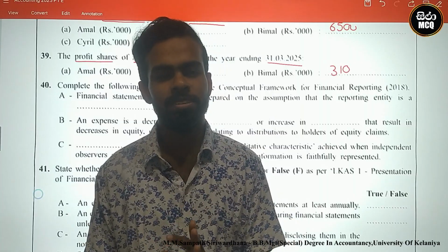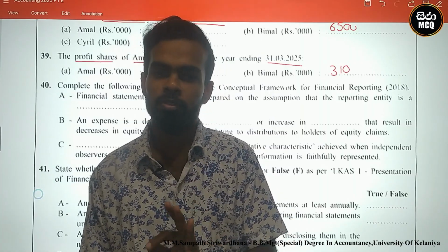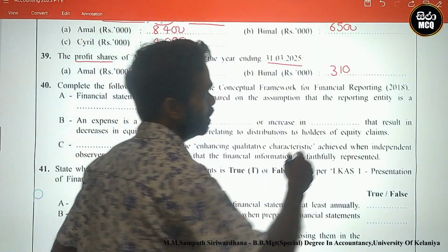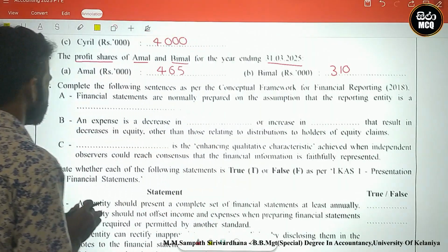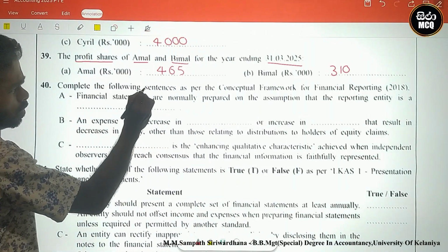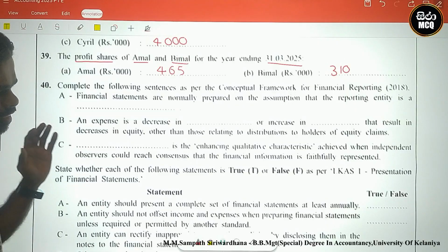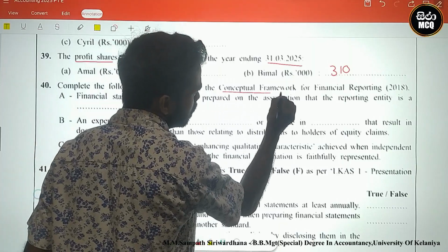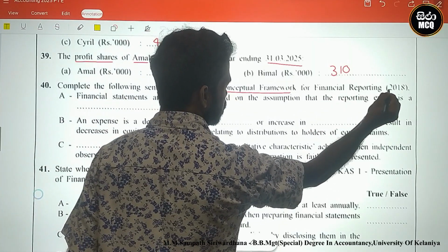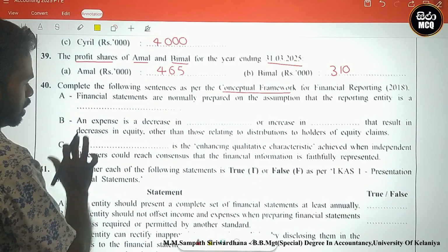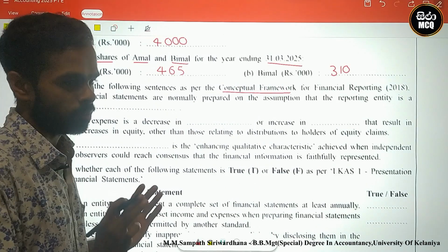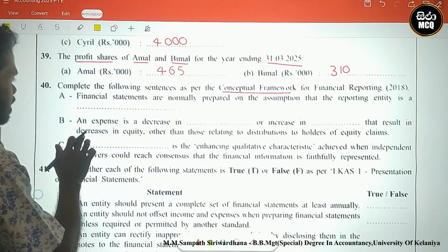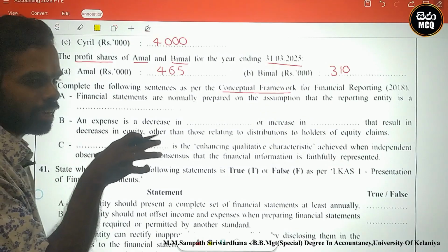Today we discuss Advanced Level A-Level Accounting Paper 2025 question number 40. This is related to the theory part. Look here, what is the requirement? Complete the following sentences. There are 3 sentences there, as per the Conceptual Framework for Financial Reporting 2018. There are some sentences related to the conceptual framework. We must complete them using the correct word. There are no words given, we must add this word.